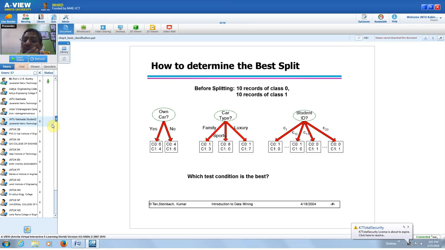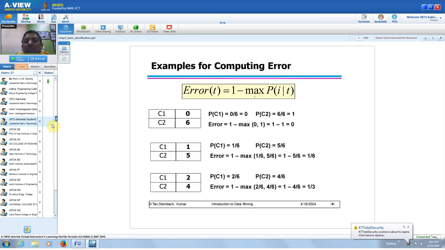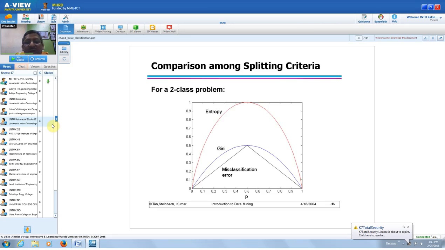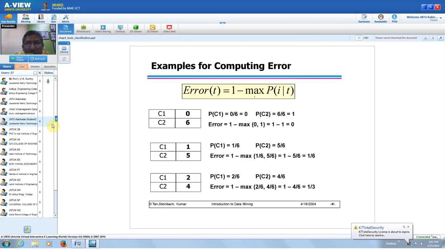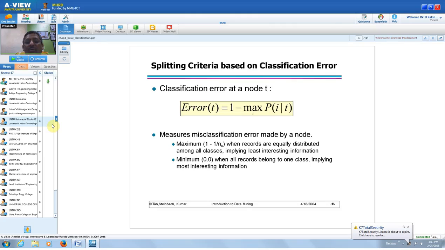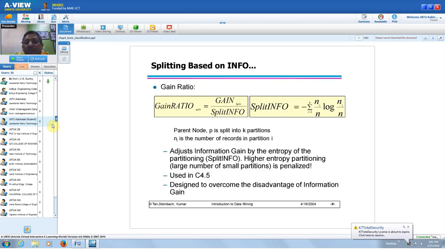See here. When I have split on a student ID, you have more number of splits, 1 0 1 0 1 0 0 1 0 1 1 0, each is very small, and the entropy is 0. But do you prefer the split? You don't prefer the split, right? Do you prefer the split even if it is minimum? My dear friends, do you prefer the split if it is minimum? Please answer me.